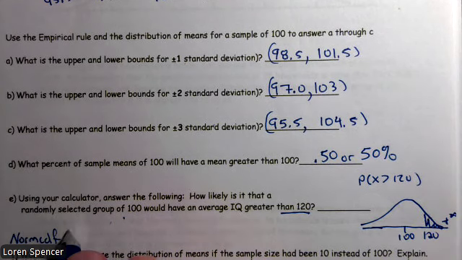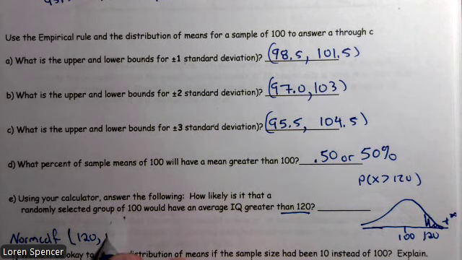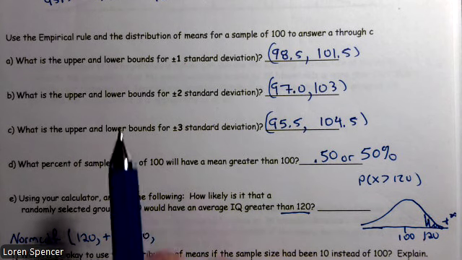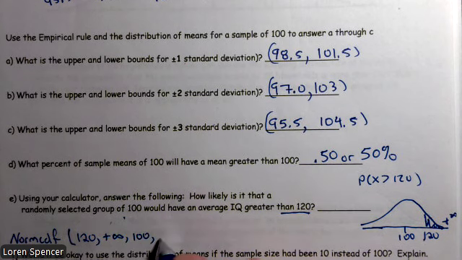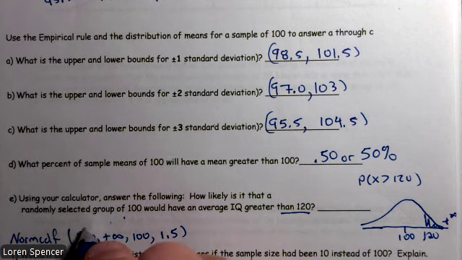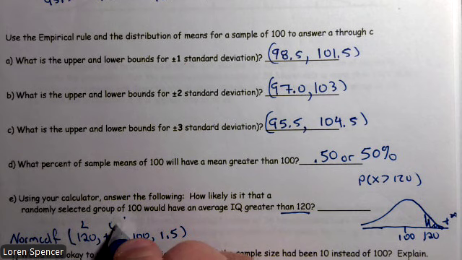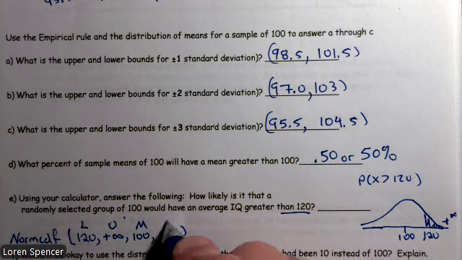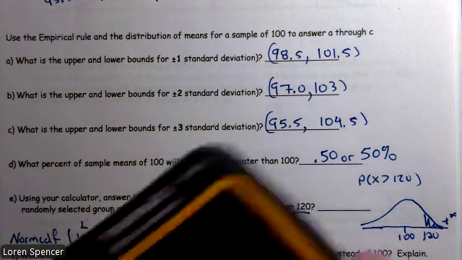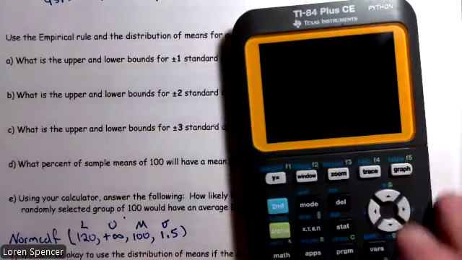So normalcdf, when we do that, the calculator is going to ask for the lower bound, which is 120. It's going to ask for our upper bound, which is positive infinity. It's going to ask for a mean. Our mean is 100. And our standard deviation, we have to be careful. We're not using 15. We're using 1.5. All right. So this is my lower. This is my upper. This is my mean. This is my standard deviation. And then I'm going to come back and do this slightly differently.